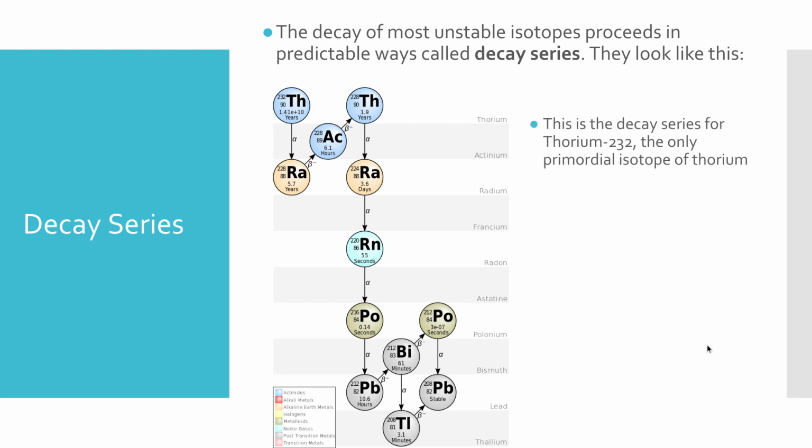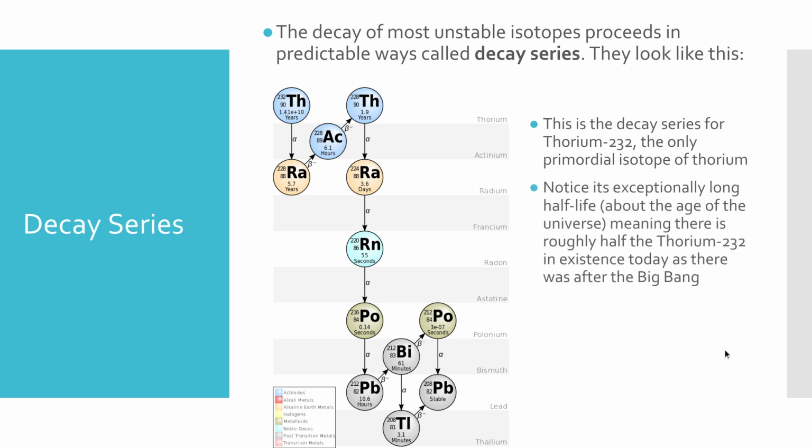So this is the decay series for thorium-232, which is the only primordial source of thorium. In other words, that's where all thorium comes from. It starts out as thorium-232. You will notice that thorium-232 has an exceptionally long half-life. It says 1.4 times 10 to the 10 years. That's about the age of the universe, meaning that right now there's about half the thorium-232 that there was at the Big Bang.